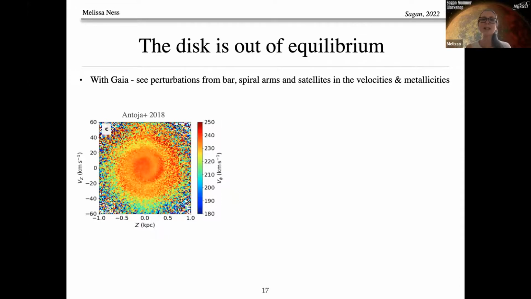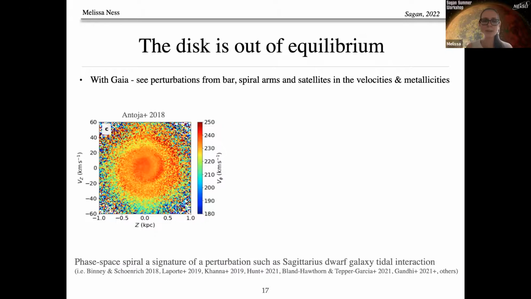And what this spiral turns out to be, this overdensity in VZ and also seen in density space, is a signature of phase mixing of stars with different frequencies of their orbits. So this is thought to be a signature of a perturbation, such as from the Sagittarius dwarf tidal interaction. We see the Sagittarius dwarf in our galaxy, and this is thought to be the kind of perturbation that you would get from that satellite infall.